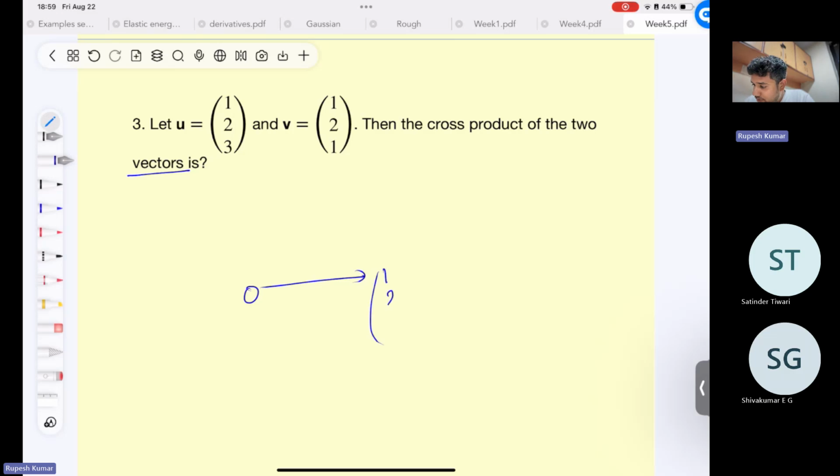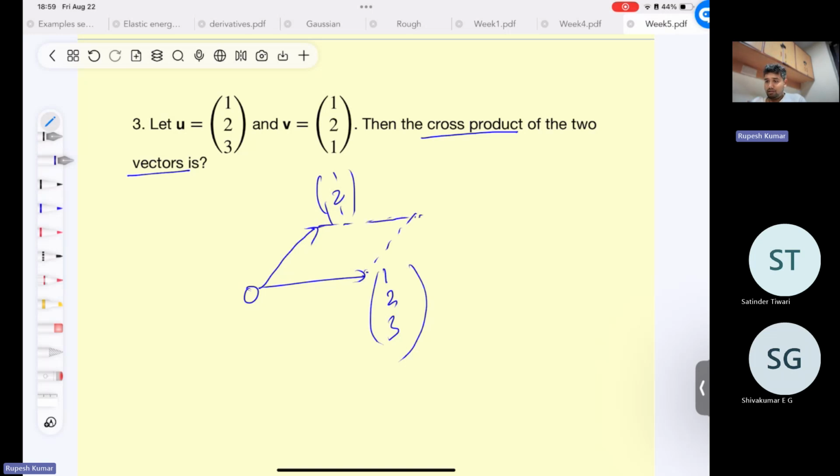And going to the point 1, 2, 3 in the Cartesian plane. And then again, you have some vector originating from origin 0 and going to the point 1, 2, 1, right? And then we know by the definition of cross product that the magnitude of the cross product represents the magnitude of the area occupied by the parallelogram formed by these two vectors, right?